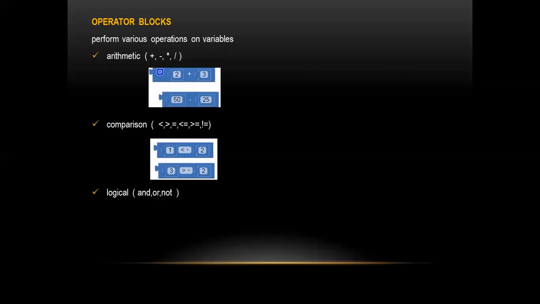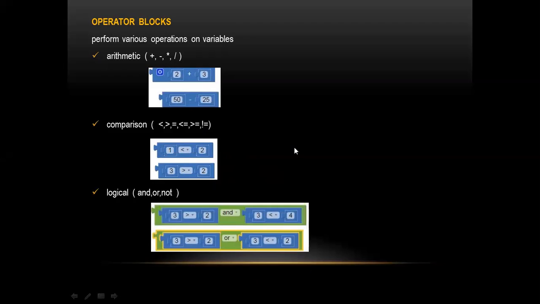In this example, I have compared the value on the left, which is 1, with 2. It will check whether 1 is lesser than 2 and proceed to the next step. Similarly, in the next example, it will check whether 3 is greater than 2, and if it is true, it will proceed to the next step. Then moving on to logical operators.